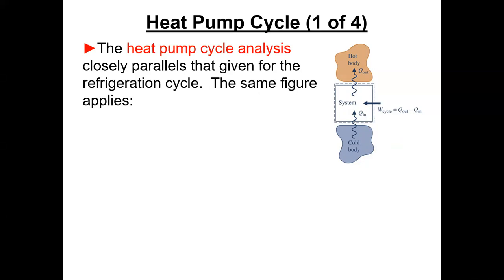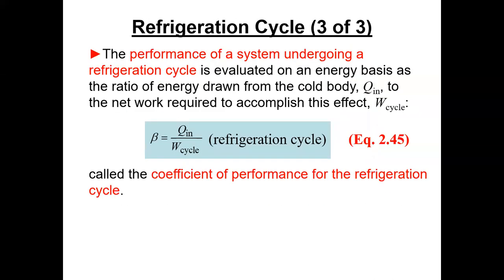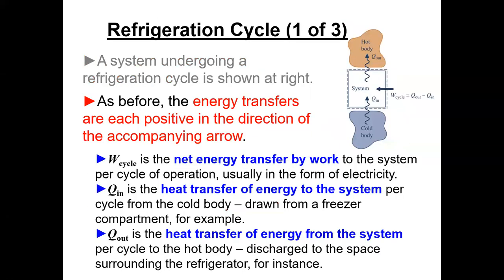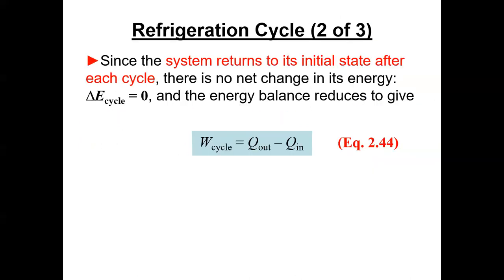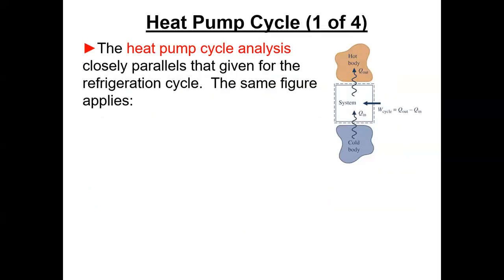So it's similar, but the reason, say over here, the purpose was, the desired effect was Q in to keep the space cold. Here, the desired effect is Q out to keep the space warm. So the space is changing location between a heat pump and a refrigerator or an air conditioner.